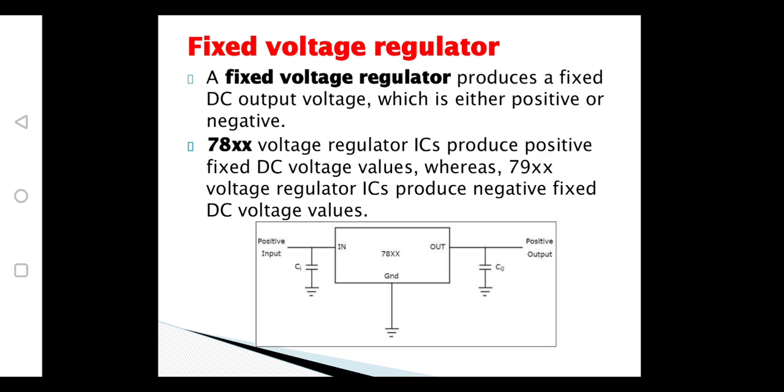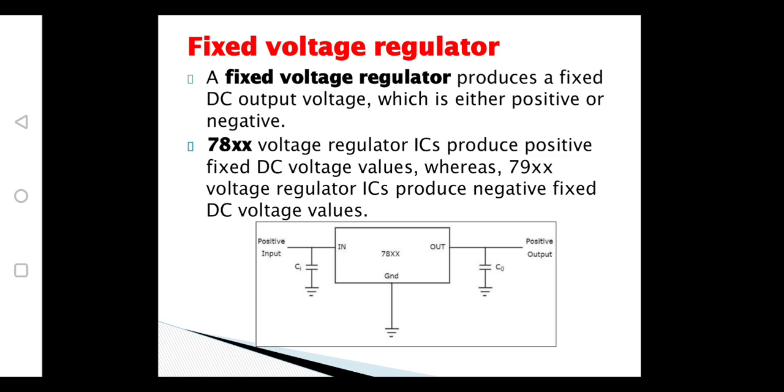Let me take as an example the IC number 7805. The number 78 represents a positive voltage regulator, and 05 represents that the output voltage is equal to plus 5 volts. Similarly, 7912: here 79 represents a negative voltage regulator and 12 represents that minus 12 volts output is to be maintained as a constant value.